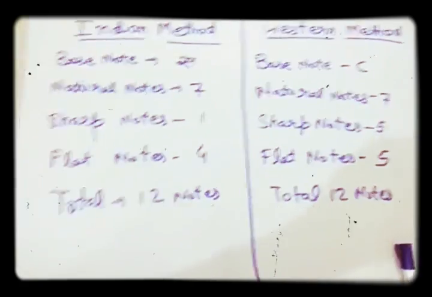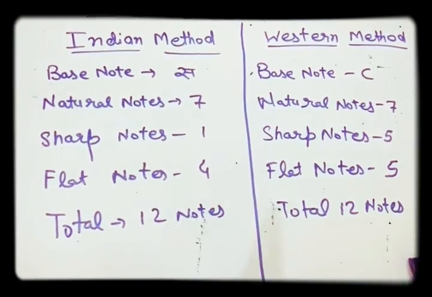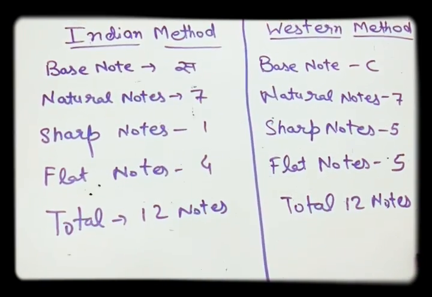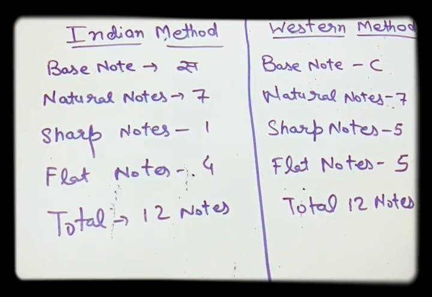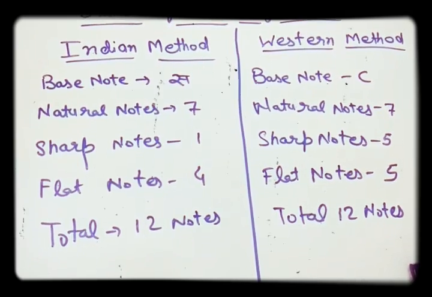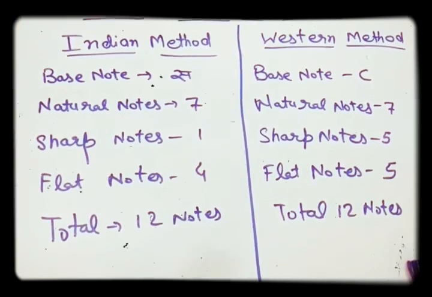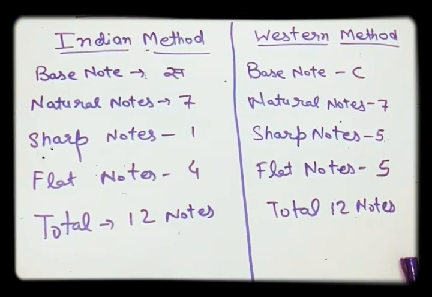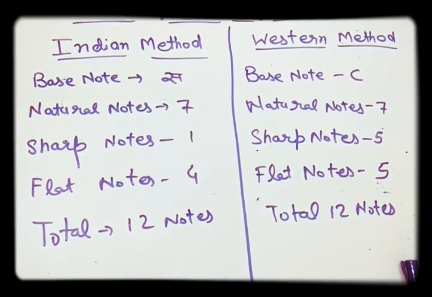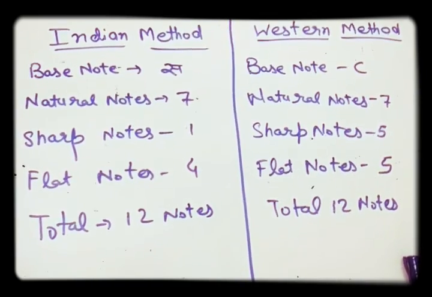Like here, the bass note is called Sa, the very first note from which we start singing or we start playing. So that is the bass note, it is the Sa. And here in the Western method, the bass note is C. So there are a total of 7 natural notes in the Indian method as well as in the Western method, from Sa Re Ga Ma Pa Dha Ni and C D E F G A B. There are a total of 7 notes in the Indian method and the Western method.